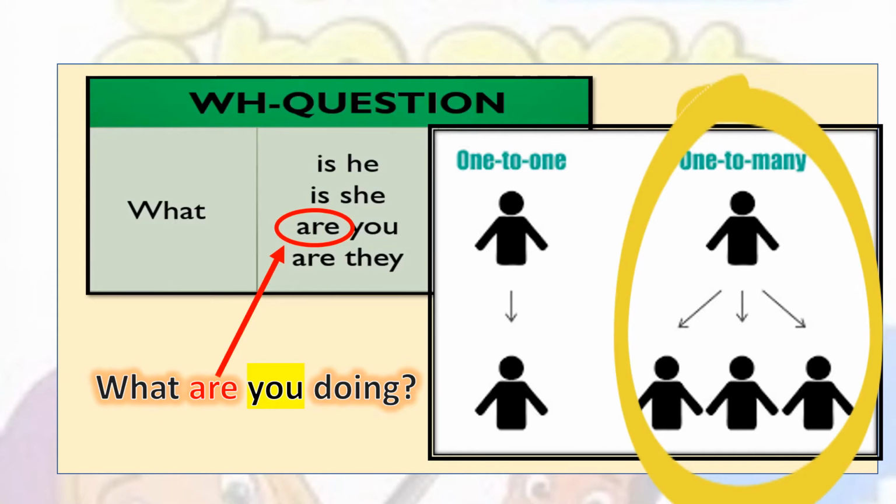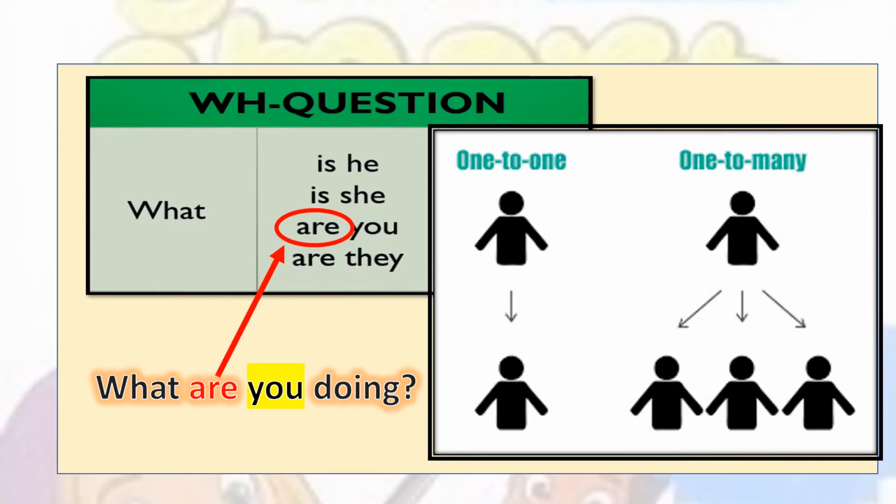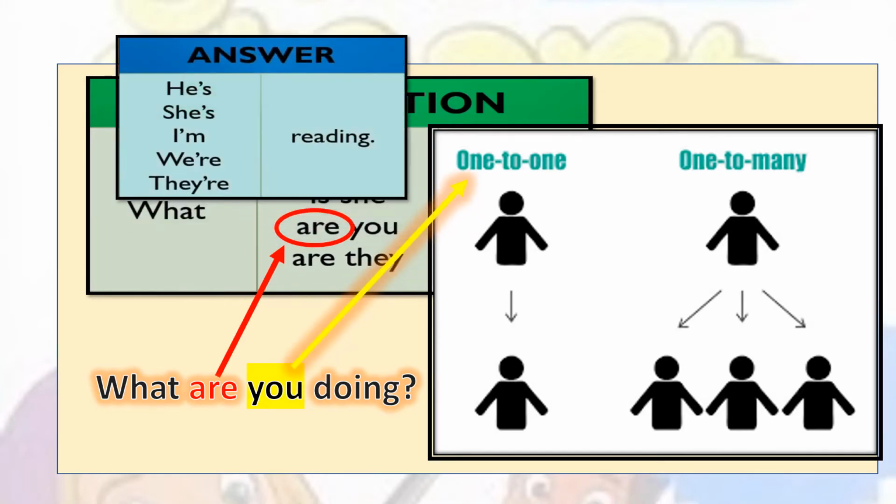Something like that. That's why you are special. It can be one person, it can be many people. Okay, one to one, the answer will be "I am reading." When we ask the question "What are you doing?" in a one-to-one situation, because there's only one person, you are the one asked, so your answer should be "I am reading."